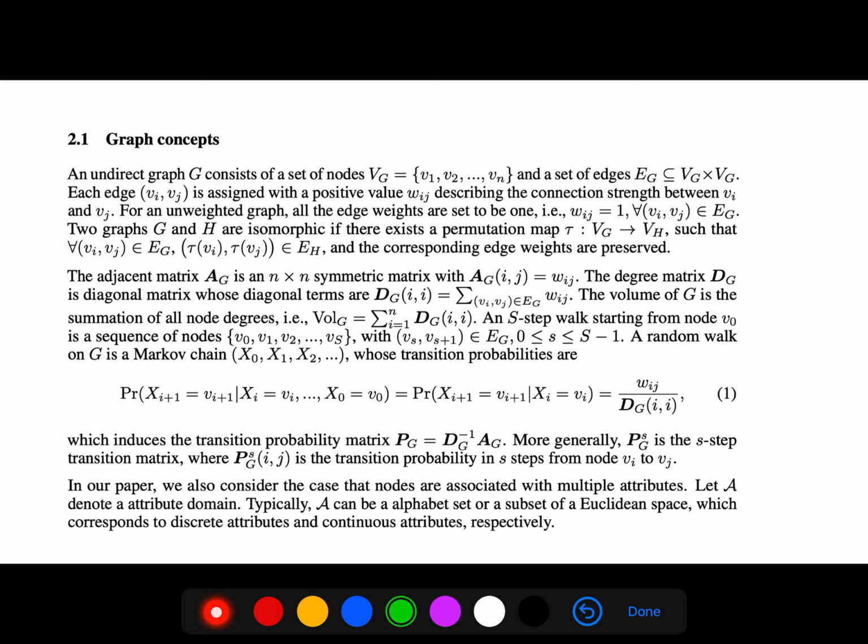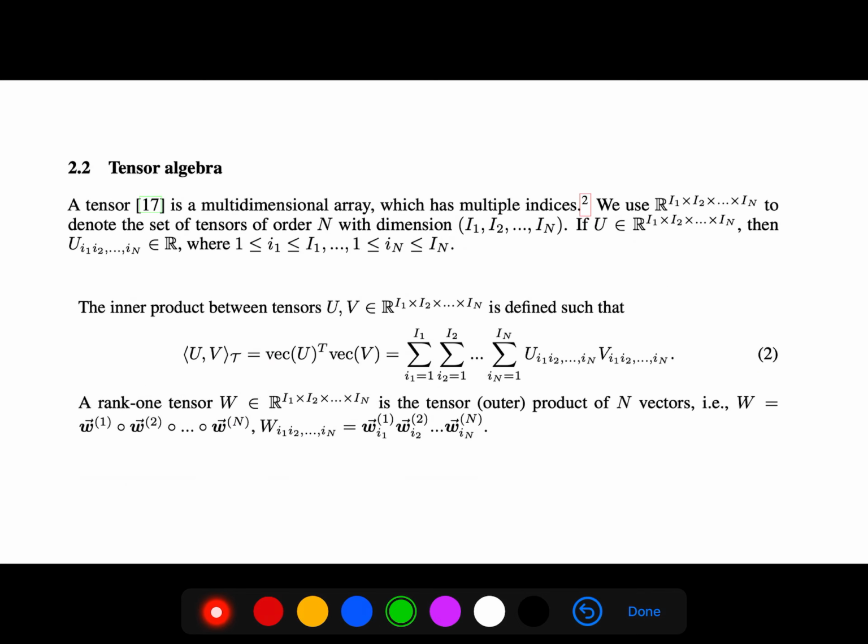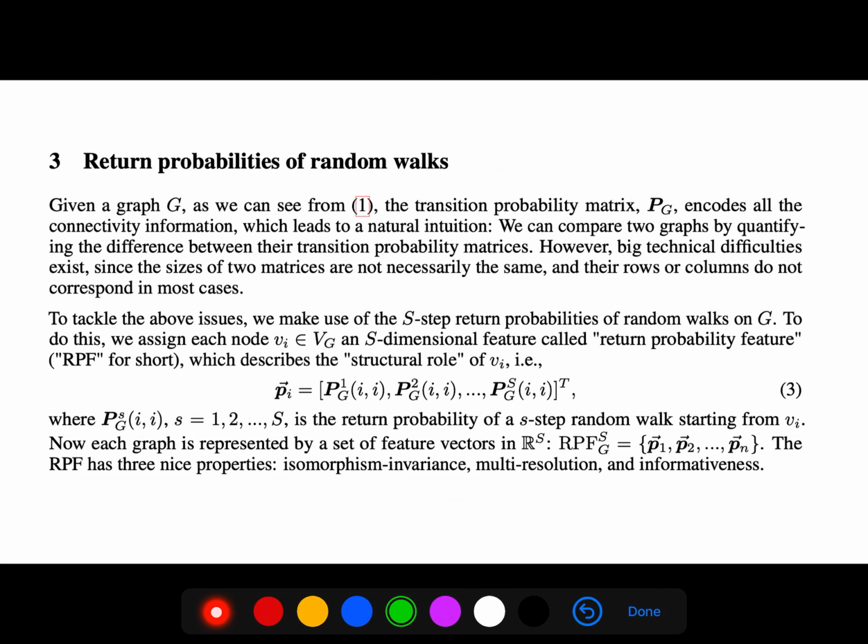So I hope you are familiar with random walk on G, which is a Markov chain, like the words in a sentence. We have some transition probability when we go from one word to another word. So we measure it like this, and the return probabilities. We compare two graphs by quantifying the difference between their transition probability matrices.